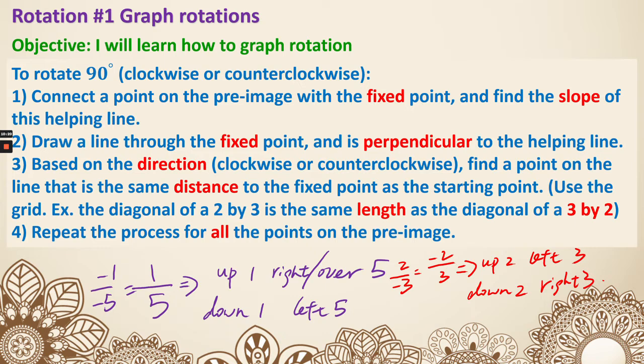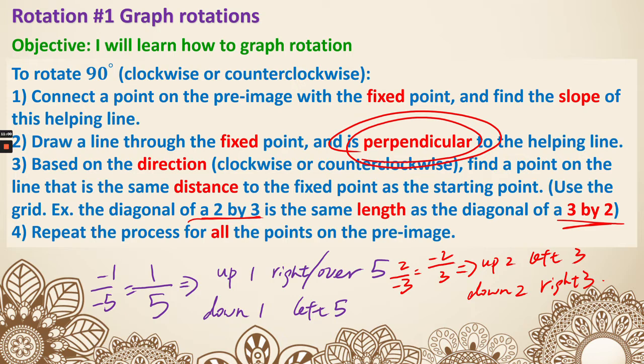First step, connect a point on the pre-image with the fixed point and find the slope of this helping line. Second step, we're going to draw a line through the fixed point that is perpendicular to the helping line. Next step, we are going to generate the same distance on this line we just drew. And we are going to need to use the little rectangles to help us. So for example, the diagonal of a 2 by 3 is the same length as the diagonal of a 3 by 2. Lastly, we just need to repeat the process for every single point and then connect to get the new shape, which is the image.